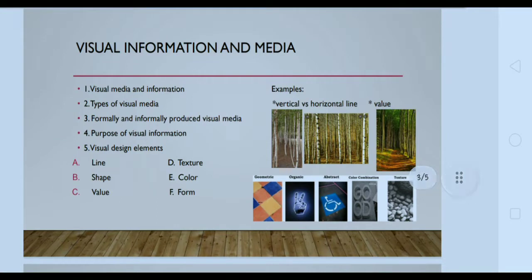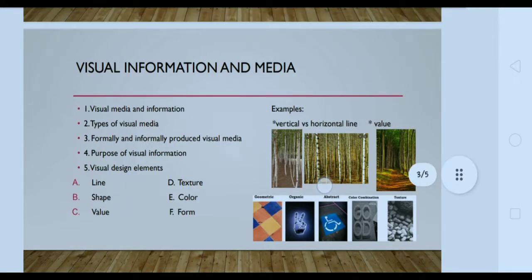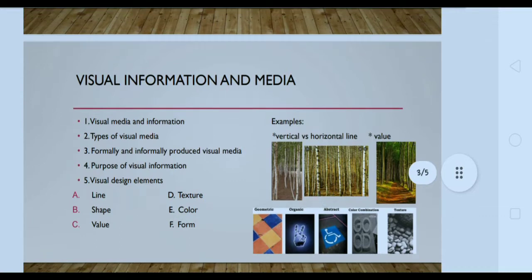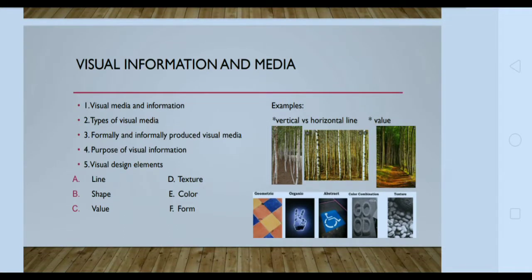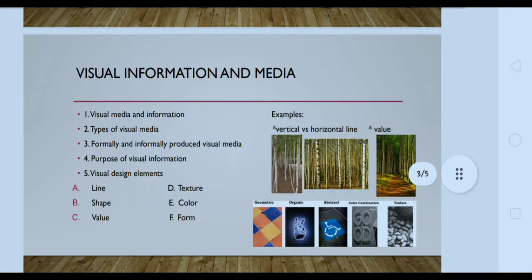Number 2. Types of media. We have photography, video, screenshot, infographics, data visualization, comic strip, cartoon, memes, visual note-taking, etc. Number 3. Formally and informally produced visual media. Visual media produced by formal organizations such as schools, government, and established media publishing outfits are considered formally produced. Other visual media are considered informally produced.